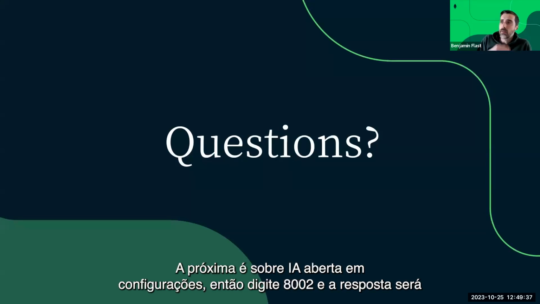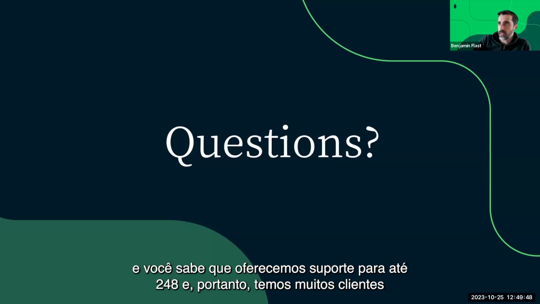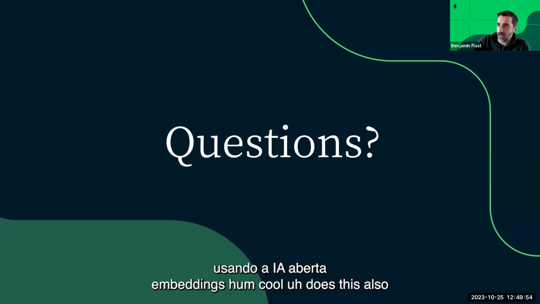Cool. Now, the next one is about OpenAI embeddings, so text-embedding-ada-002. The answer is yes, you can use those with Atlas Vector Search. Those vectors are 1,536 dimensions, and we support up to 2,048, and so we have a lot of customers using OpenAI embeddings.